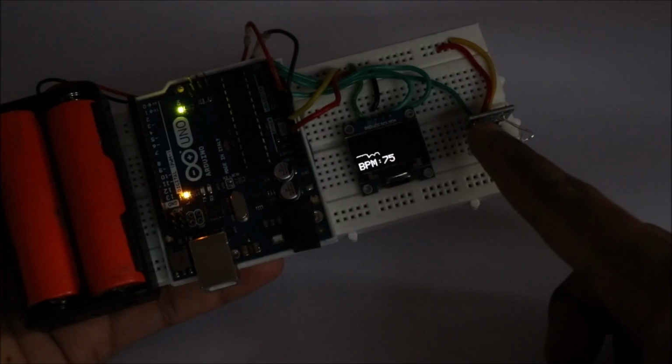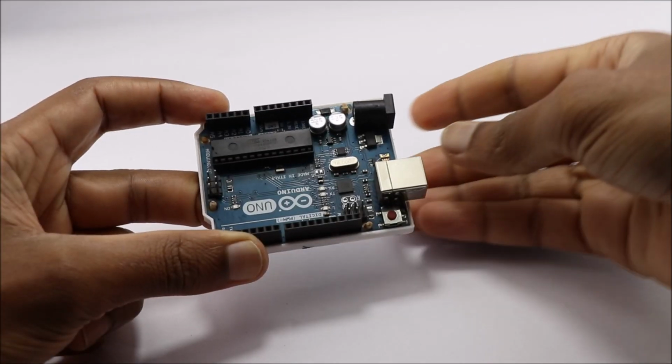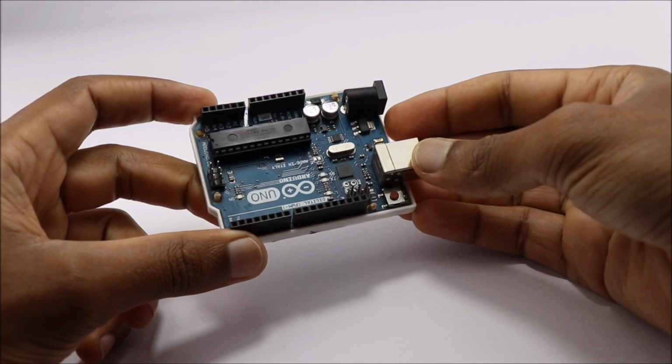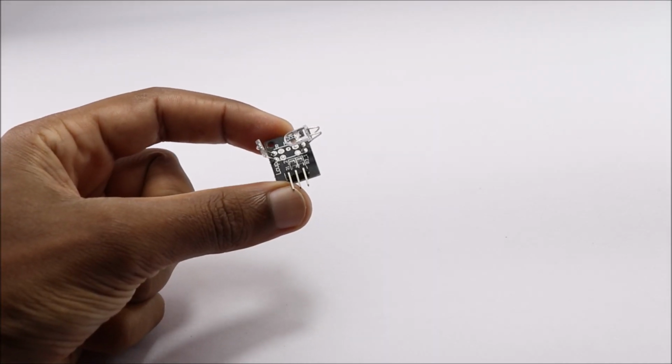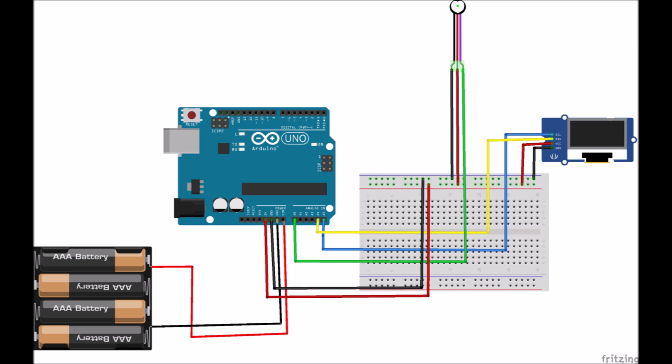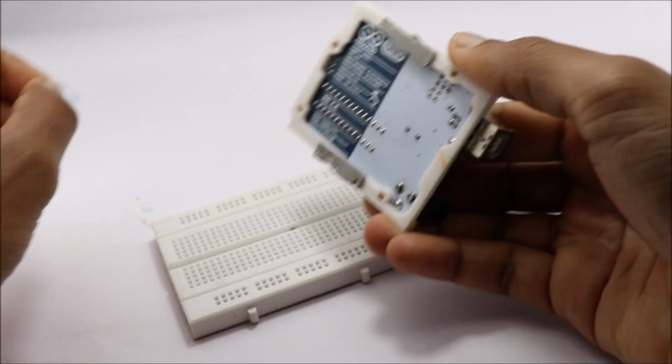Third project is heartbeat rate monitor. For this, I will use Arduino Uno, long breadboard, OLED display and a heart rate sensor. Use this circuit diagram to build the circuit.